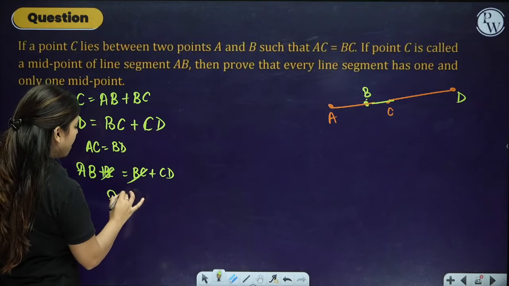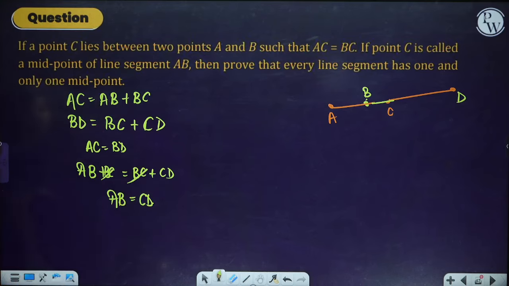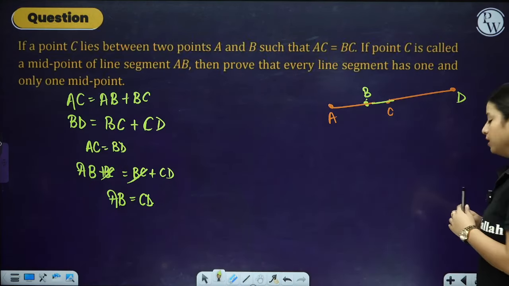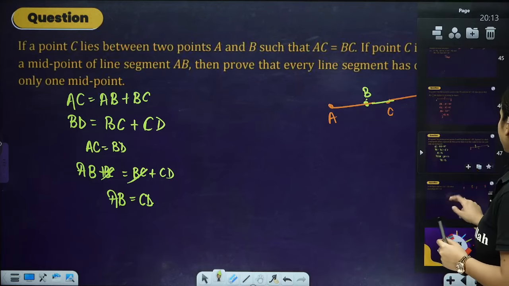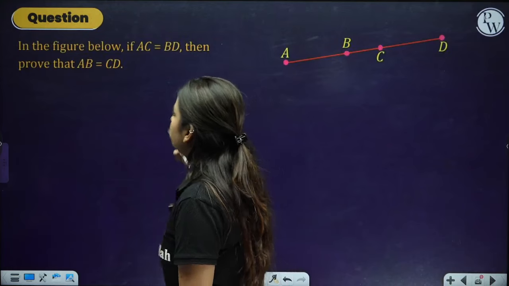So what do we have? AB is equivalent to CD. So if AB is equivalent to CD, we can simply say that only C is the midpoint. Next question we have, in the figure AC is equal to BD, prove that AB is equal to CD.